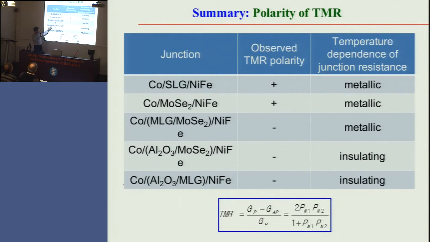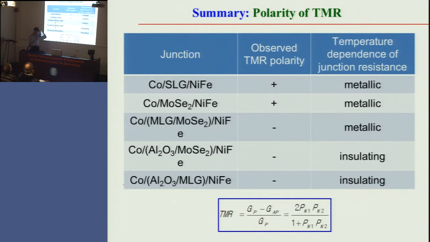If I mix aluminum oxide and MoSe2, the observed TMR is actually negative, but the temperature dependence of junction resistance shows insulating behavior. In this case, aluminum oxide and multilayer graphene shows negative. So my conclusion is like this. Whether the junction itself is metallic or insulating is not important. If I just mix the two layers, it shows negative polarities.